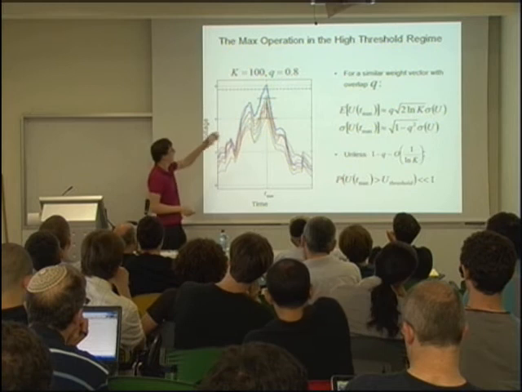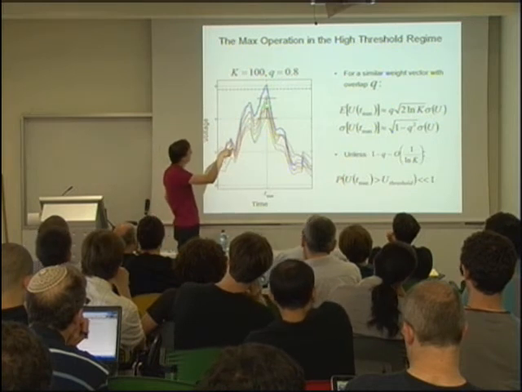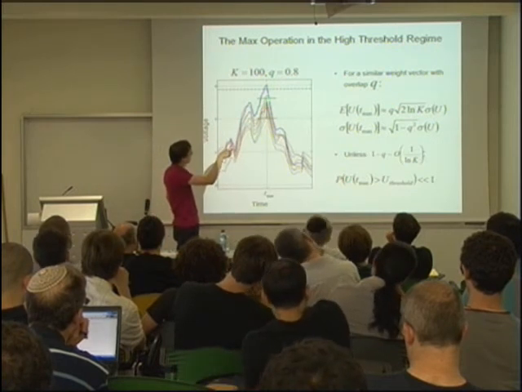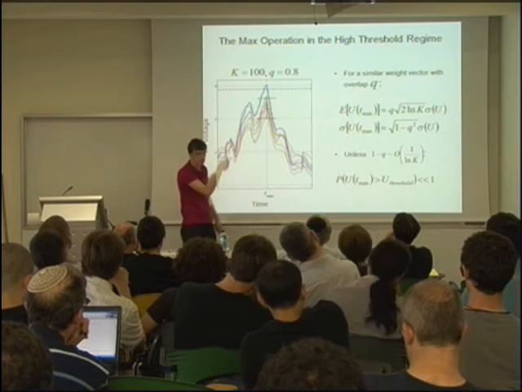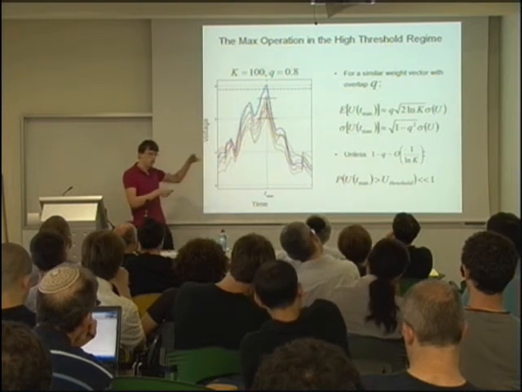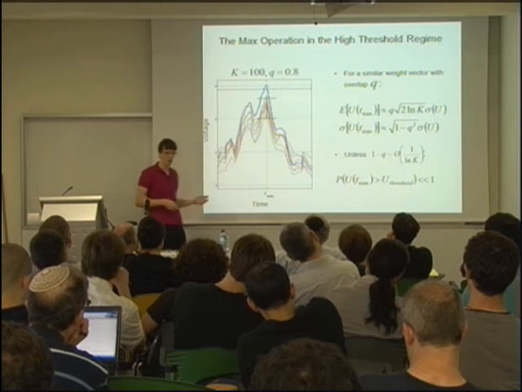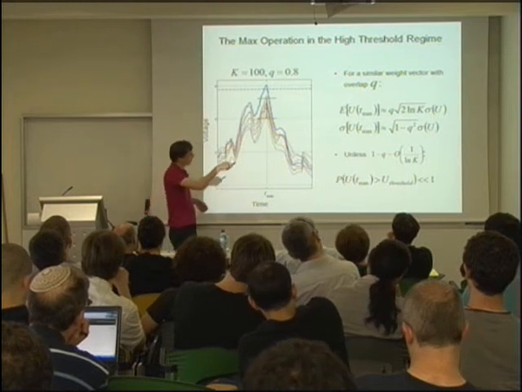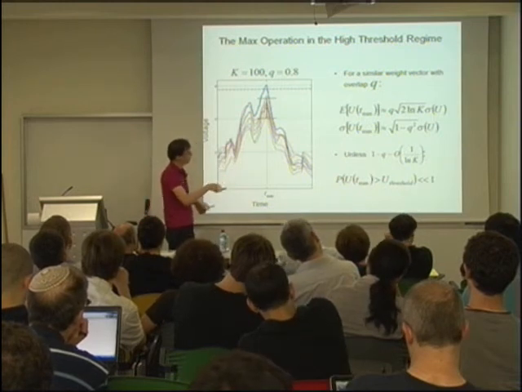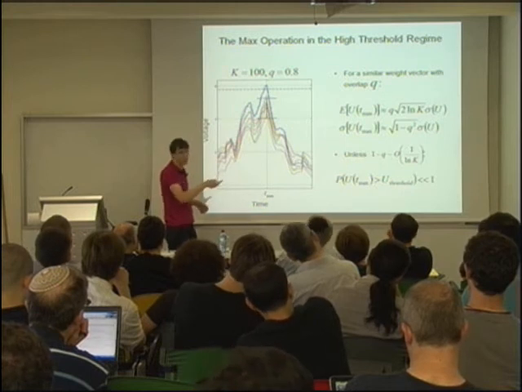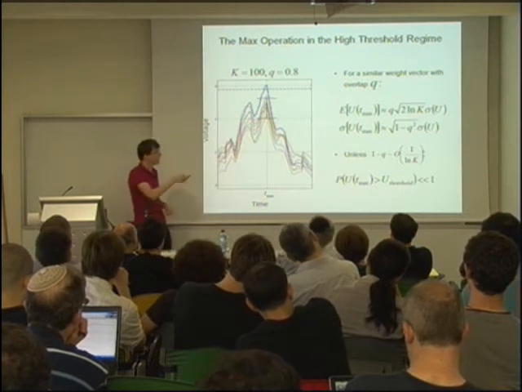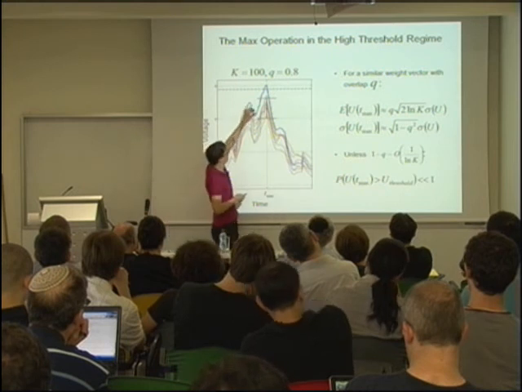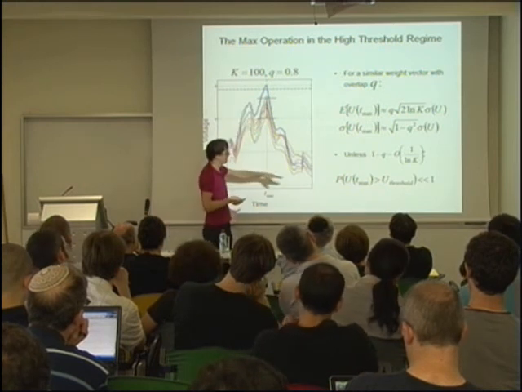So you see, if this is a Gaussian, and this is the standard deviation, the probability of crossing the threshold, even though we know that the original voltage crossed the threshold, is still very low. And this phenomenon becomes more and more distinct as k increases. As k increases, this gap becomes larger and the probability is smaller.